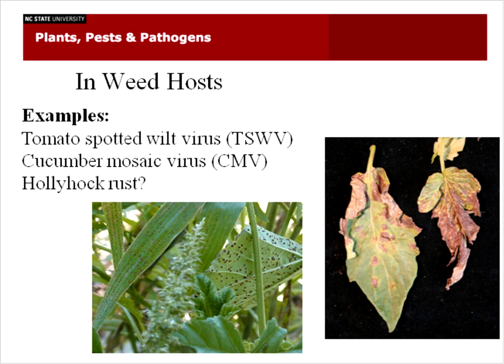Plant pathogens can hang out in weeds. Probably most famously for us would be tomato spotted wilt virus. It hangs out in the weeds in the wintertime, and then when we plant our tomatoes or peppers or tobacco or peanuts, the thrips vectors will bring it into the crop as they move away from the weed hosts in the spring. Cucumber mosaic virus can have a similar phenomenon, different vectors. In that case, it's aphids.